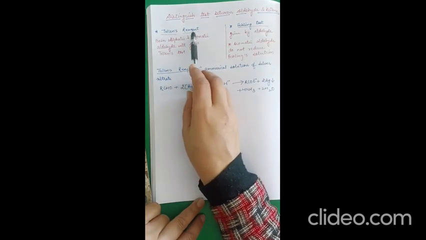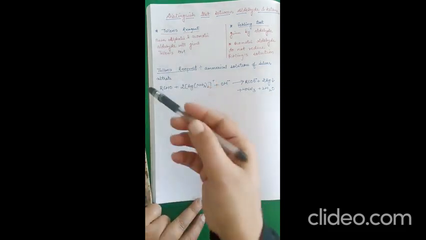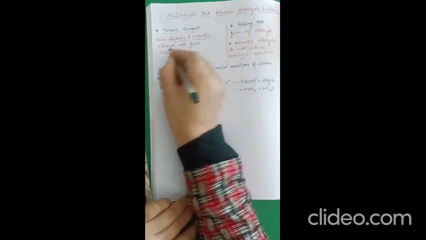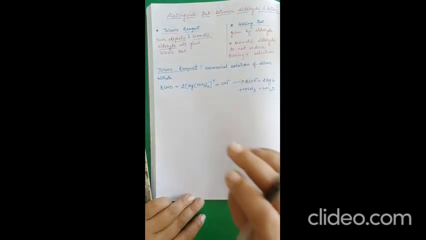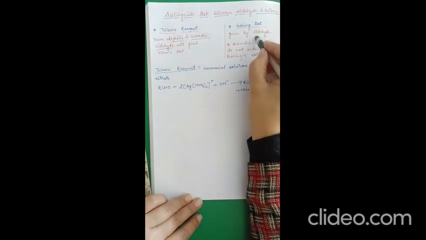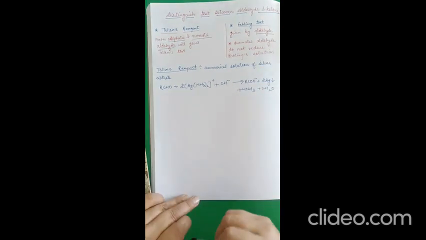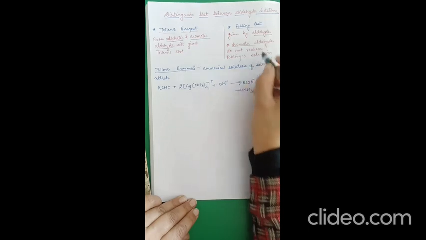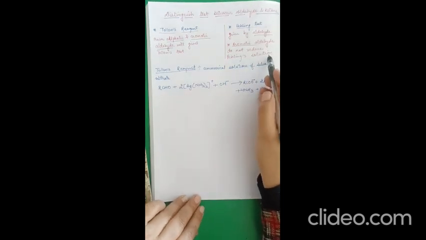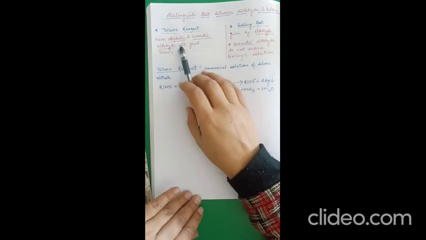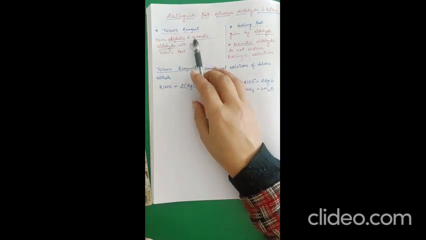In Tollens test, both aliphatic and aromatic aldehydes will give the test, whereas Fehling solution is also given by aldehyde, but aromatic aldehyde does not reduce Fehling solution. Is it clear? So first of all, we will discuss what is Tollens reagent.